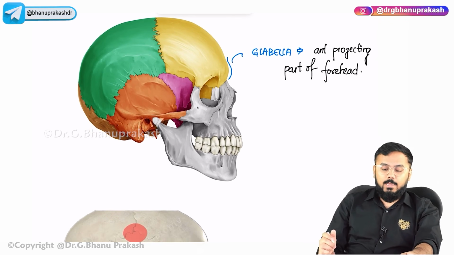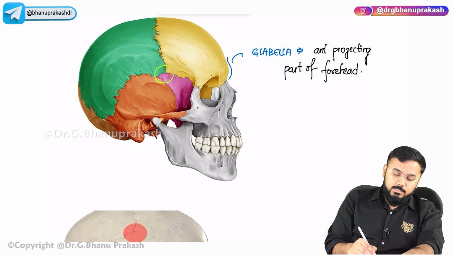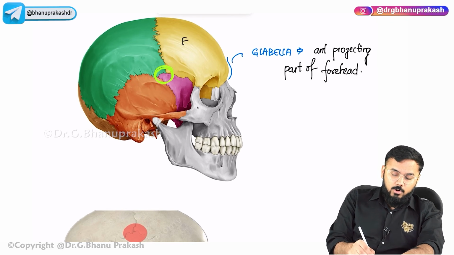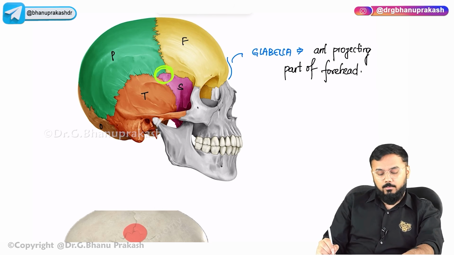Next important thing is, where is pterion here? See, this is your pterion. All of you know that, right? This is your pterion. Now I am telling you that this is your frontal bone, sphenoid bone, temporal bone, and what is this? Parietal bone, and down here occipital bone.